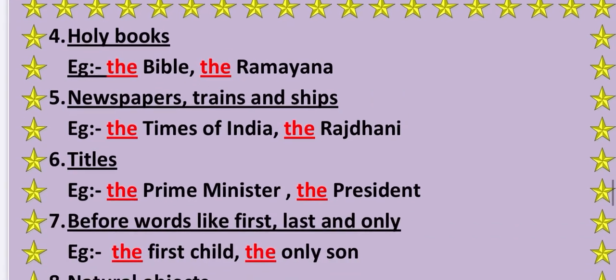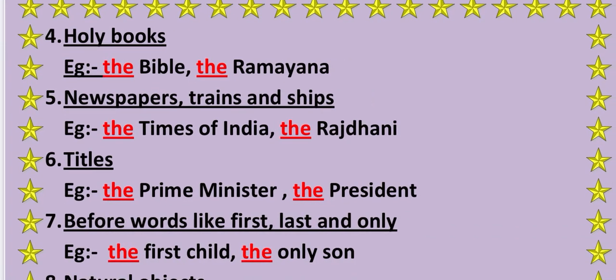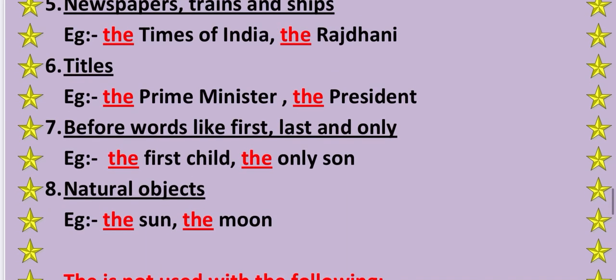Next one, before the names of newspapers and trains, we are going to use the. The Times of India, the Hindustan Times, the Shatabdi, the Rajdhani. Now, if I give any title, I am going to use the: the Prime Minister of India, the President of India. I am going to use the before any title given to any person.